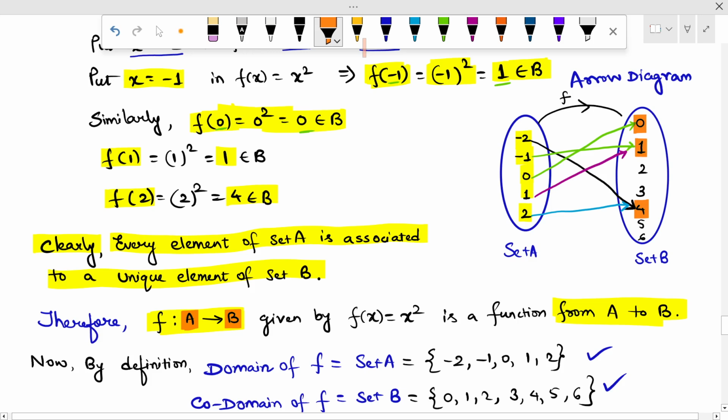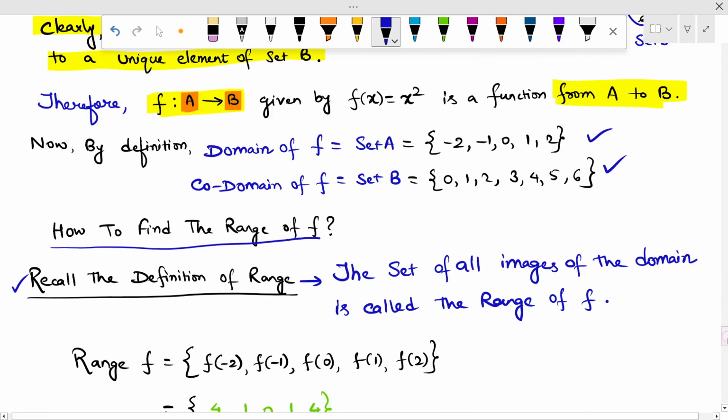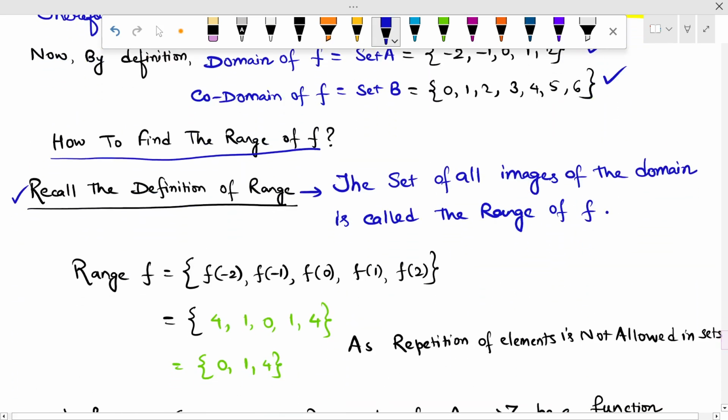We can see that in set B, we have the elements 0, 1, 2, 3, 4, 5 and 6. But we have the images of set A only 0, 1 and 4. We call these elements 0, 1 and 4. This will go to the range set. Because range set is what? Range set is the set of all images of the domain, right?